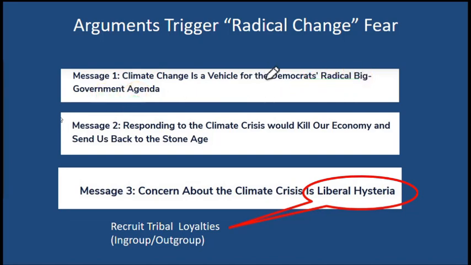So trying to tie it to some way in which big government's going to come along and take away your freedoms. They also make the argument it's going to kill our economy and send us back to the Stone Age, so that it's this radical change that's being proposed. And they also accuse the climate crisis of being liberal hysteria. So trying to recruit some tribal loyalties there, in-group, out-group stuff that we've seen and talked about in the coalitional model of ideology.